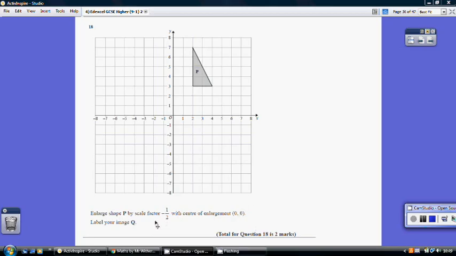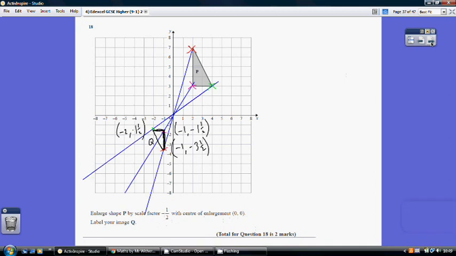Question 18. A scale factor of minus a half is going to be half the size, half as far away from the centre of enlargement, but because of the minus, it's going to be in the opposite direction to the centre of enlargement. So I think it makes sense just to put in these sunshine rays first of all, just to help you with your answer. It's almost like a safety net to make sure that your answer is feasible.